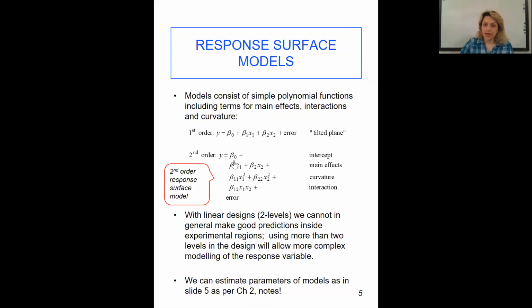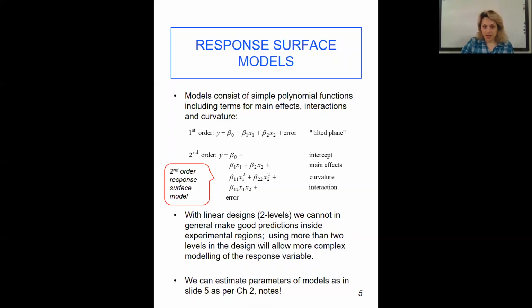All these y that you see are our responses, right? The responses of our model. And when the y comes from the second order model, we call it the second order response surface model. It's the surface that we would have for our second order model. And we have the curvature, right? Here you can see it's a power of two.